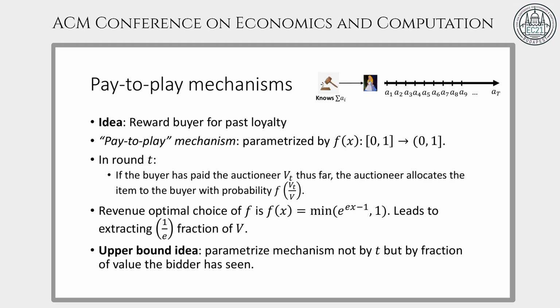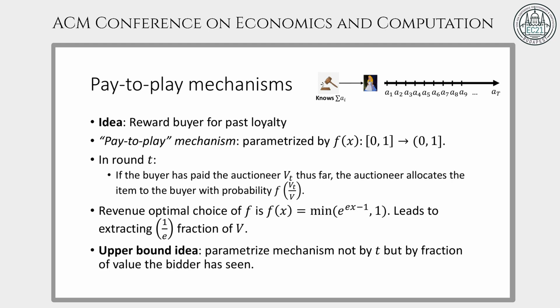So such a mechanism is parameterized by a function f of x, which maps the unit interval to the unit interval. And the idea behind this mechanism is that in round t, we will allocate the item to the bidder with some probability which depends on how much they've paid so far. And in particular, if the buyer has paid the auctioneer v sub t thus far, the auctioneer will allocate the item to the buyer with probability exactly f of v sub t over v.